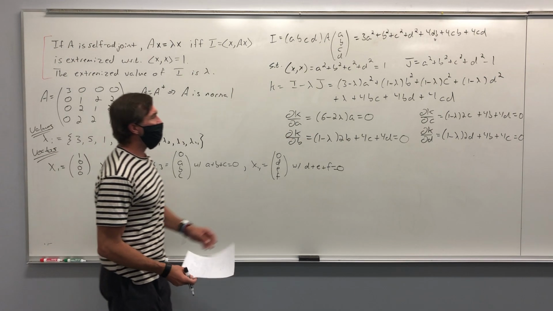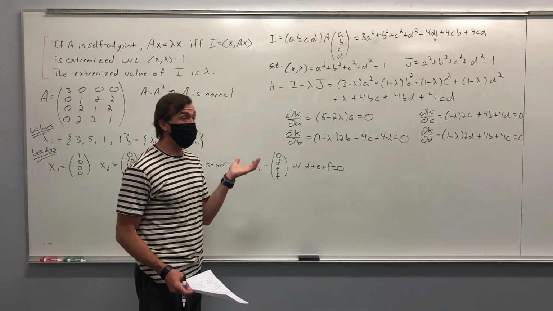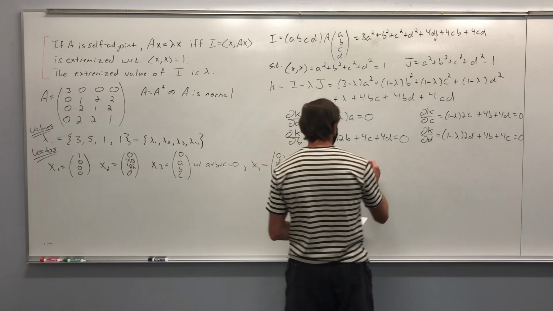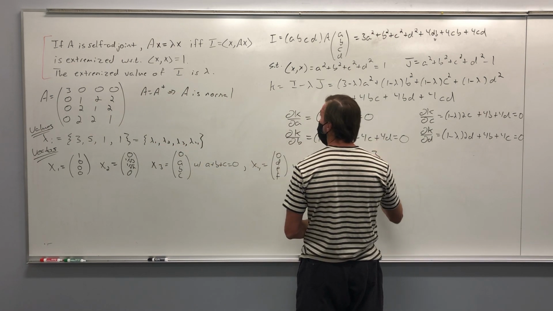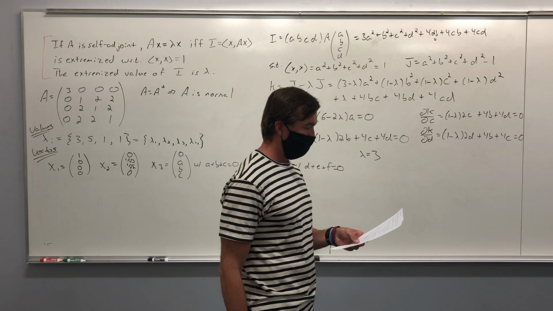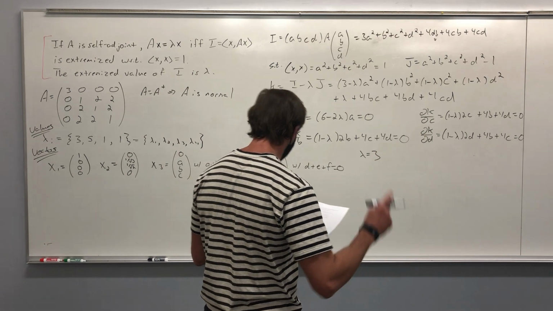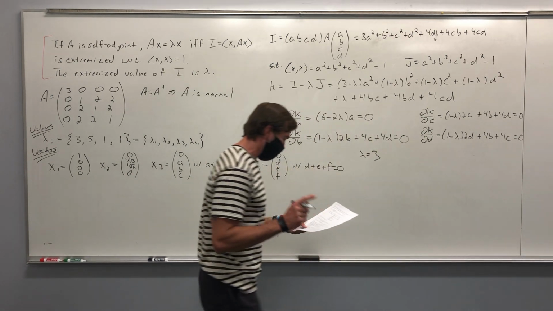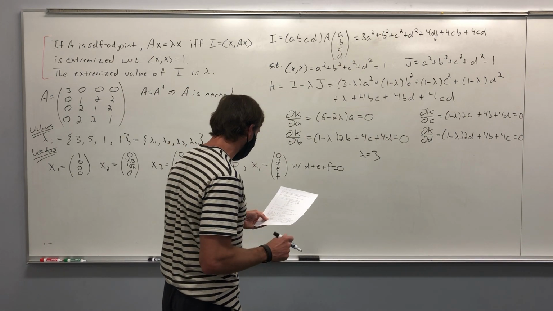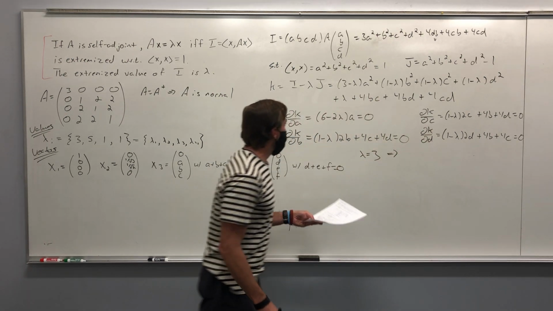Now what I'm going to do is turn the dial on lambda. I'm going to adjust the value of lambda and see when there exist solutions. So if lambda is equal to 3, there's something in my notes that I have to follow, but you'll figure it out in a second. If lambda is equal to 3, then what do I find?